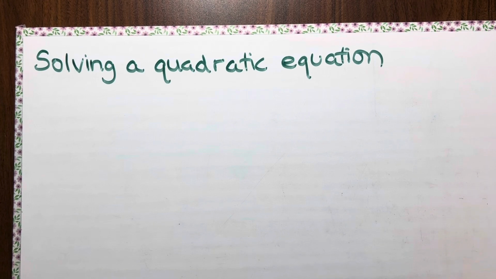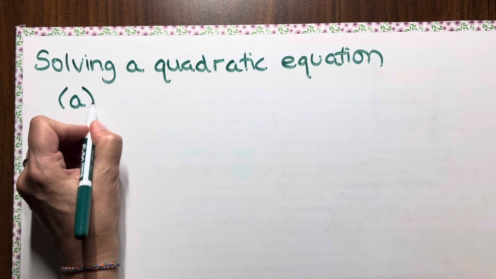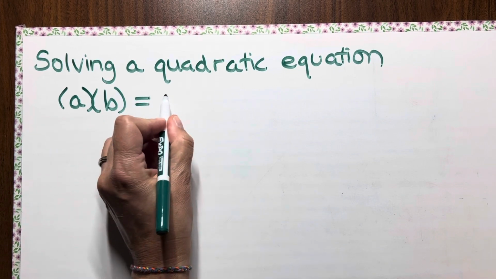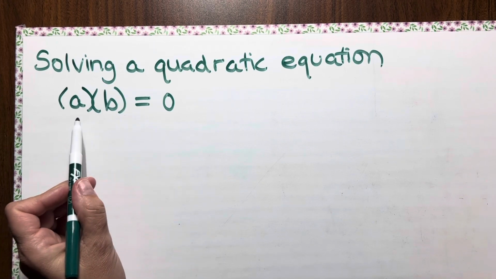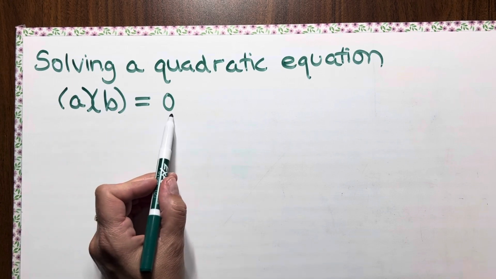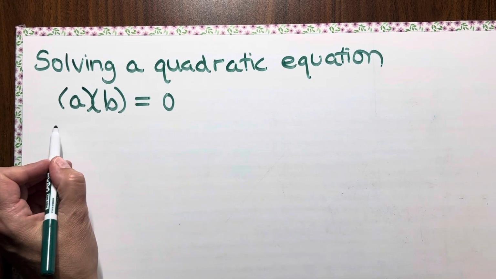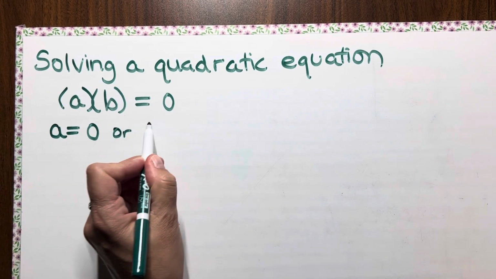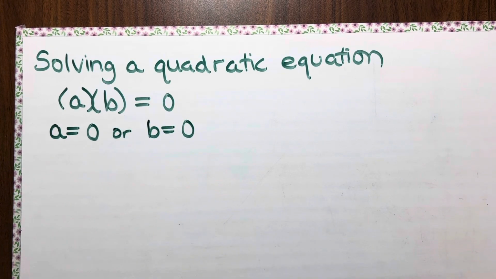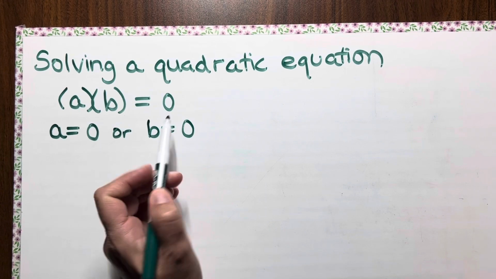The first thing we're going to review is a basic property of any equation. I'm going to write two factors, a times b, and set them equal to 0. What I know to be true is that if the product of two factors is equal to 0, that tells me that either a has to be equal to 0 or b must be equal to 0. That's the only way I can multiply and get a product that equals 0.